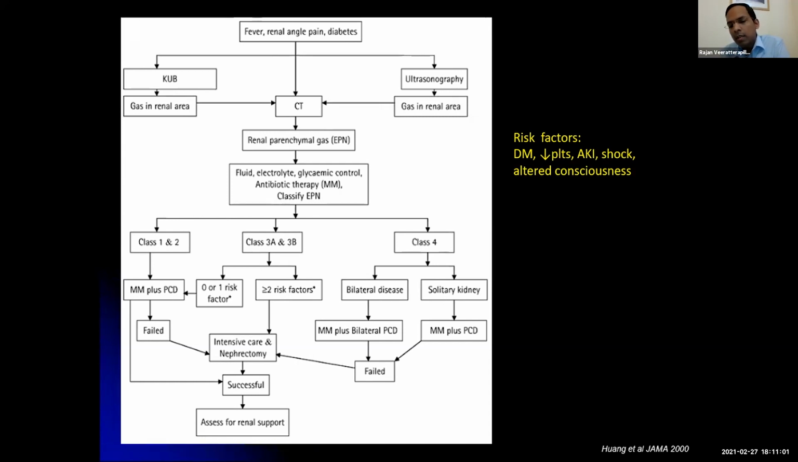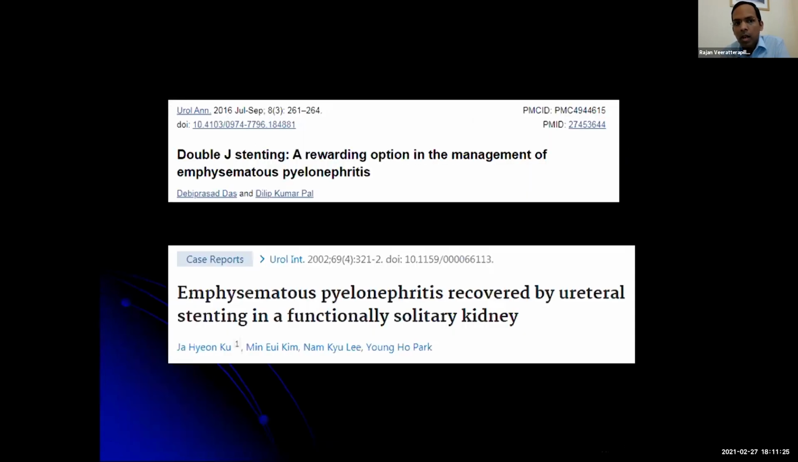And in that paper, they also looked at some specific risk factors that would put you at a higher risk of needing a nephrectomy. These would be things like diabetes, a low platelet count, a presentation with acute kidney injury, presentation with shock, or an altered mental status. So if you've got 2 or more of these risk factors in a patient with emphysematous pyelonephritis, there's a high chance that they may need a nephrectomy.